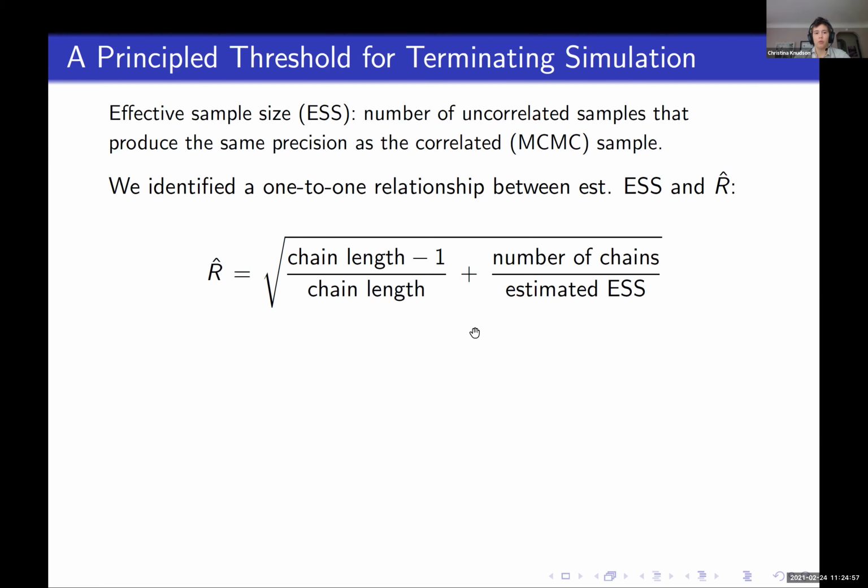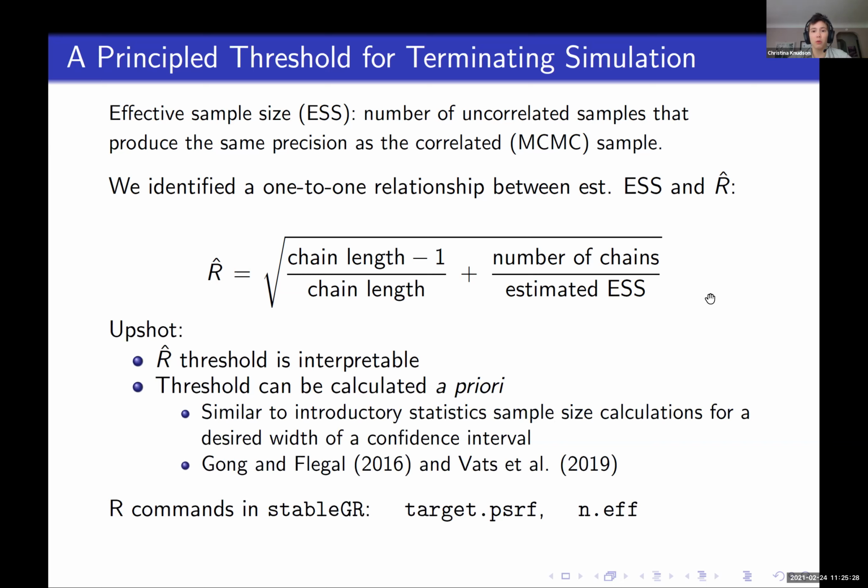In particular, when we look at the R hat formula, we recognize that the second ratio, between chain variance over within chain variance, can be rewritten as the number of chains divided by the estimated effective sample size. So most importantly, we have this one-to-one relationship between effective sample size and R hat. Okay, so what does this mean? Why does this matter? This means that now, all of a sudden, our R hat threshold is interpretable.